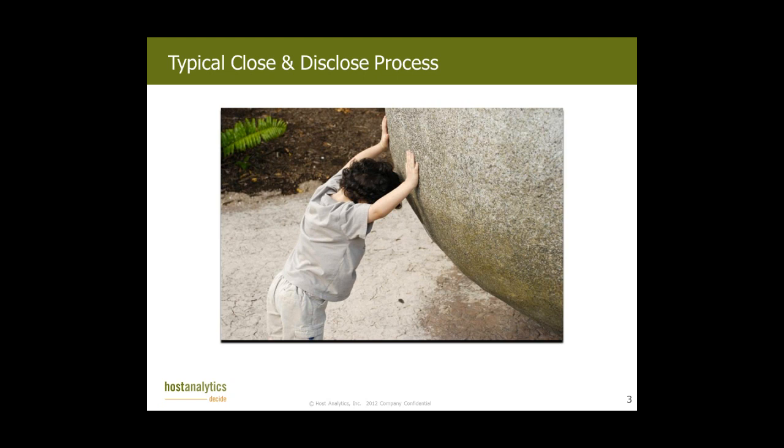But in Greek mythology, there's a character called Sisyphus, a Greek king who was sentenced to rolling a large boulder up a hill, only to see it roll all the way back down right after he let it go, and he had to do this perpetually. And sometimes we think about the planning process, the close and disclose process, in that kind of realm. It never seems like it ends. It never really seems like it gets any easier.